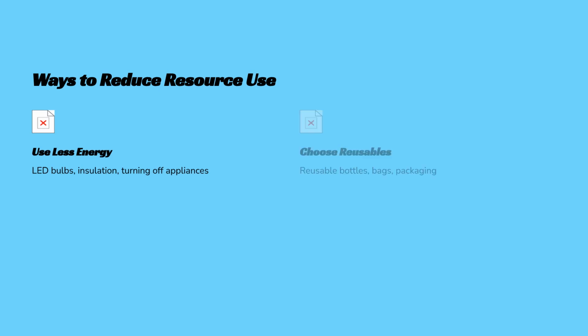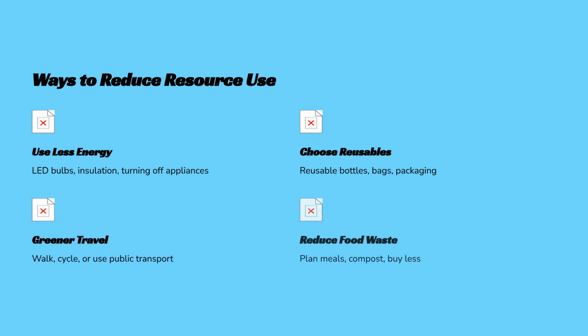We can reduce resource use by using less energy through LED bulbs and insulation. Choose reusables like bottles and bags. Opt for greener travel like walking or cycling. Reduce food waste by planning meals and composting.